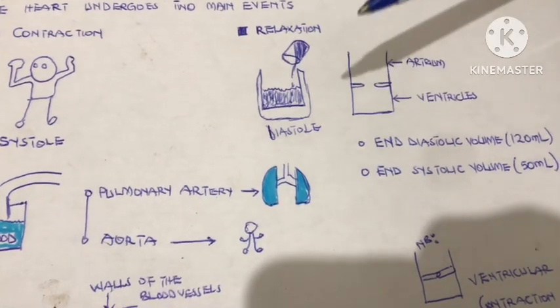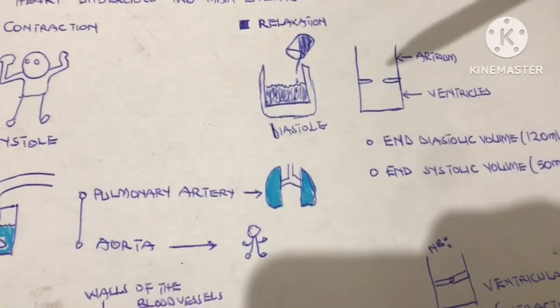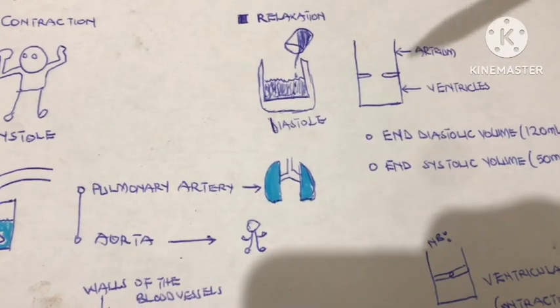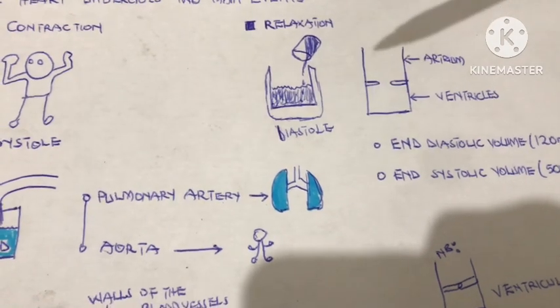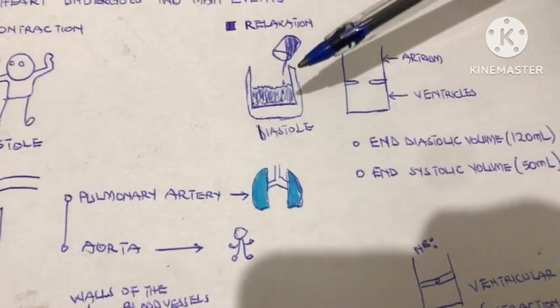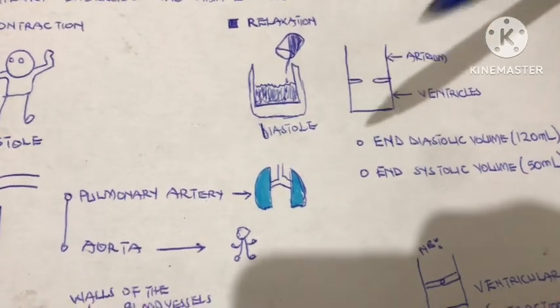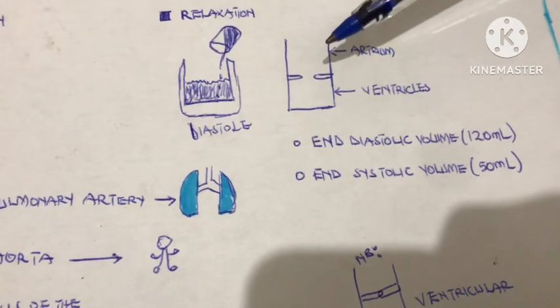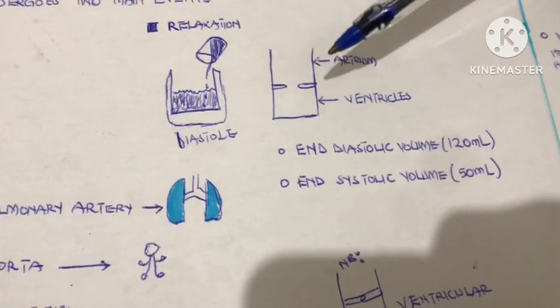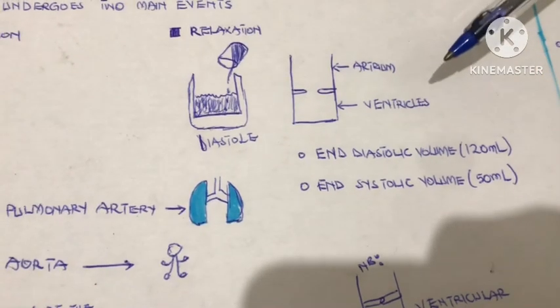So now let's look at relaxation. Another name for relaxation is what? Diastole. And the heart relaxes to allow the heart to be filled with what? Blood. So when the heart relaxes, it allows the heart to be filled with blood. And note that the blood first fills the atrium before the ventricles.